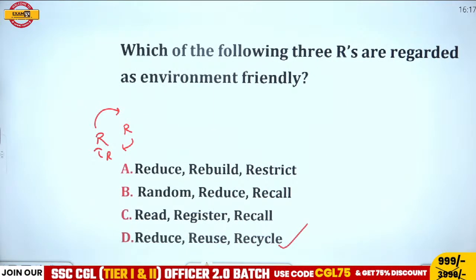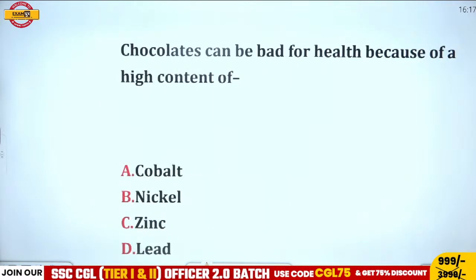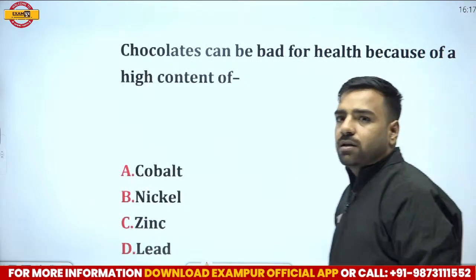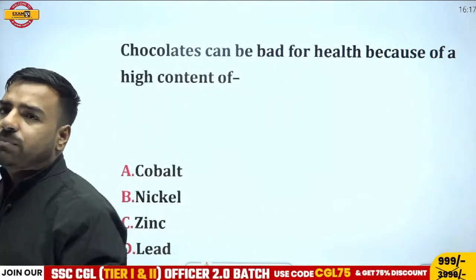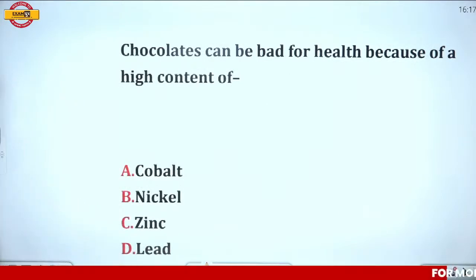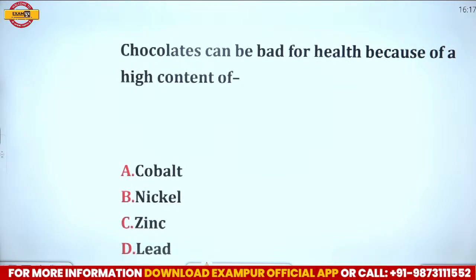Okay. Moving forward with the next question. Chocolates can be bad for health because of a high content of what? Chocolate can be bad for health because of a high content of what? What do you think? Is it cobalt, nickel, zinc or lead? What is the correct answer for this? Waiting for the answer.